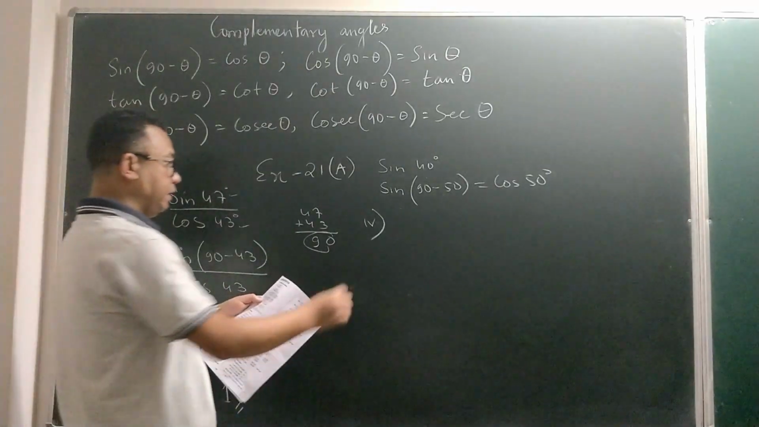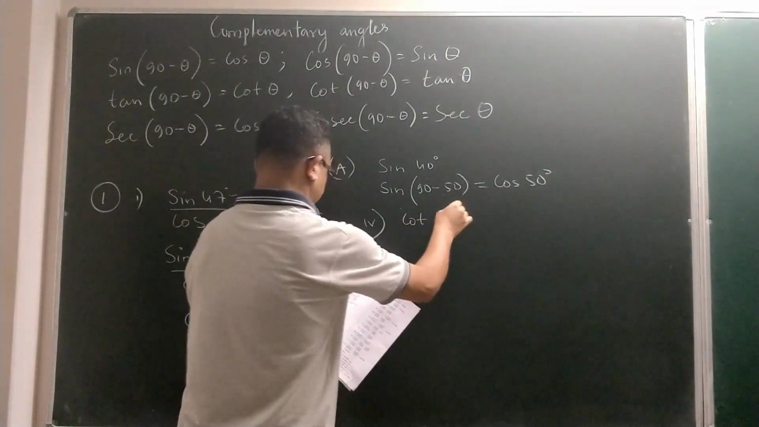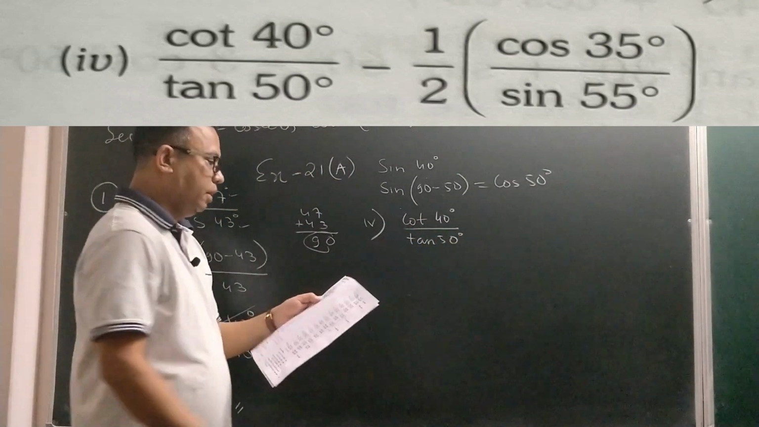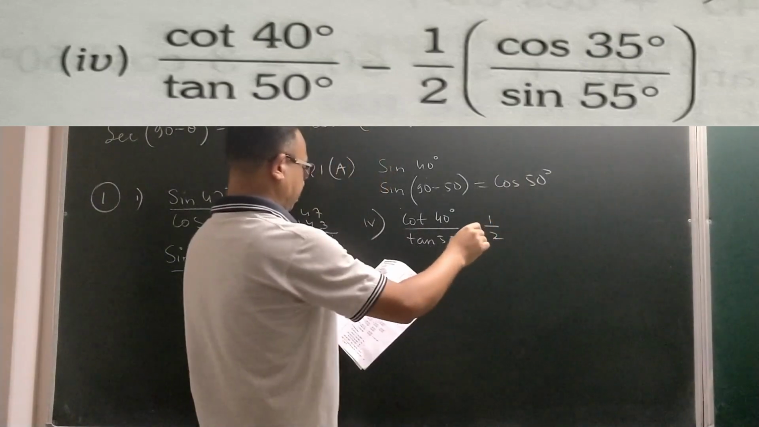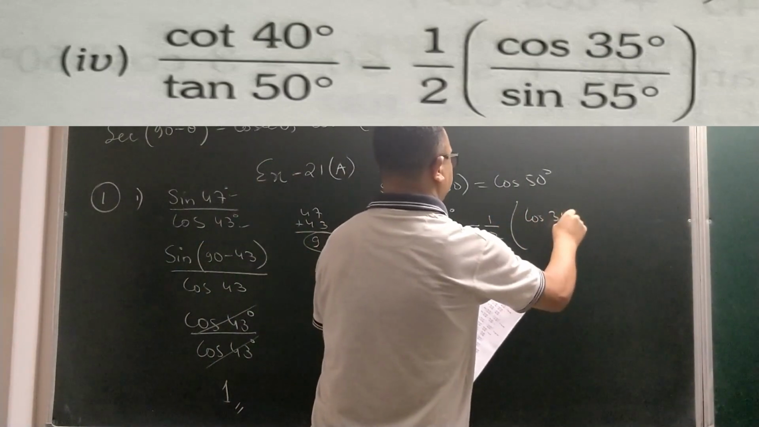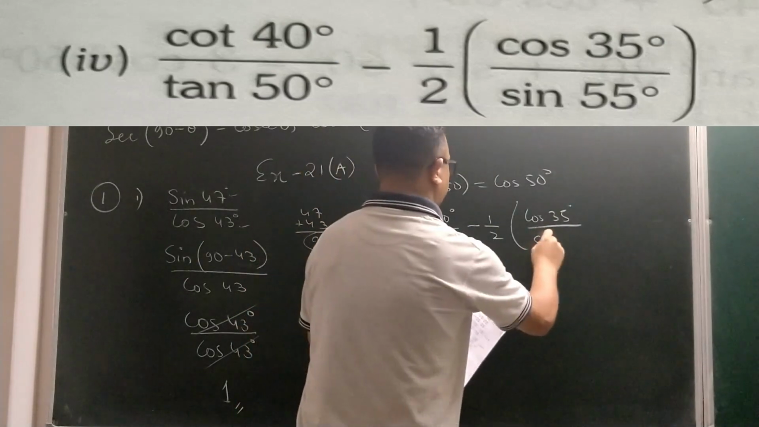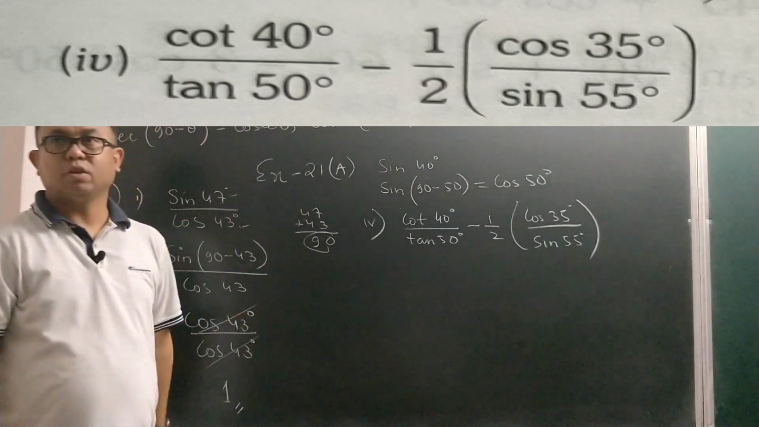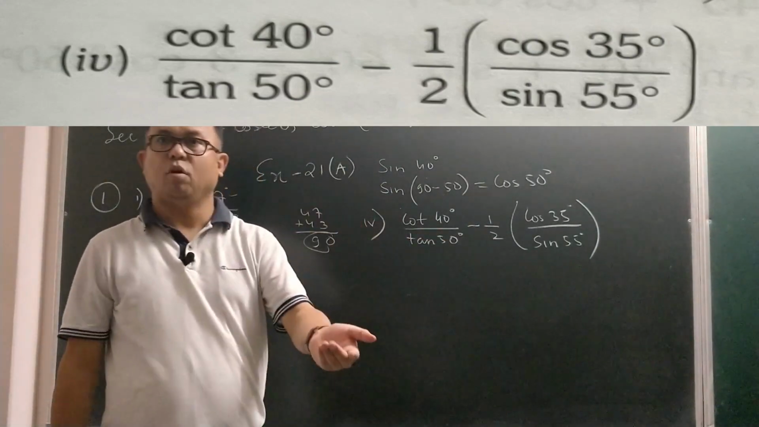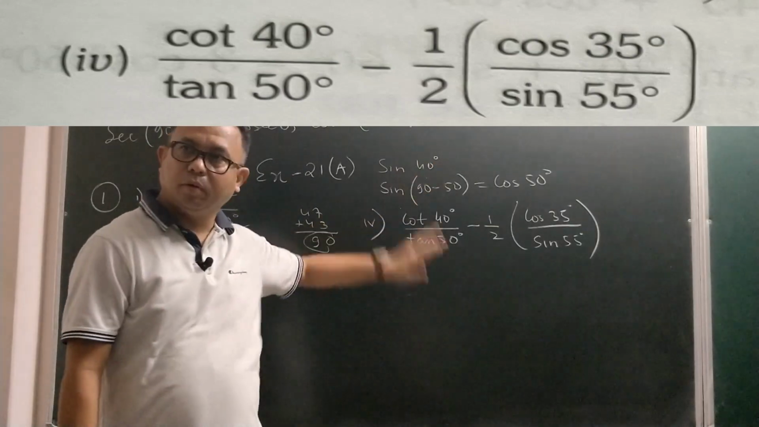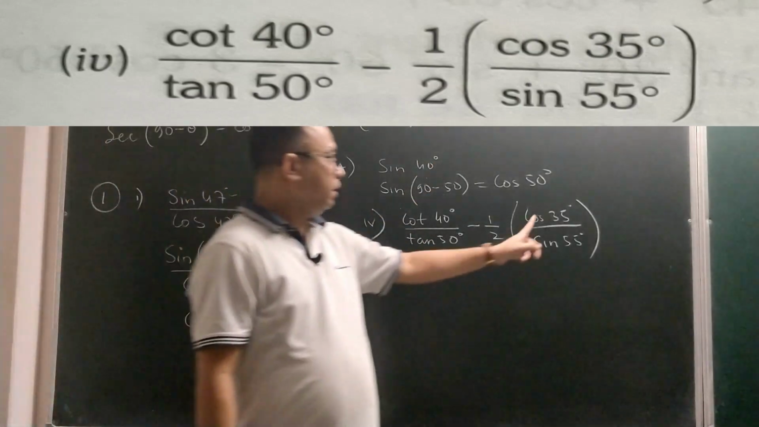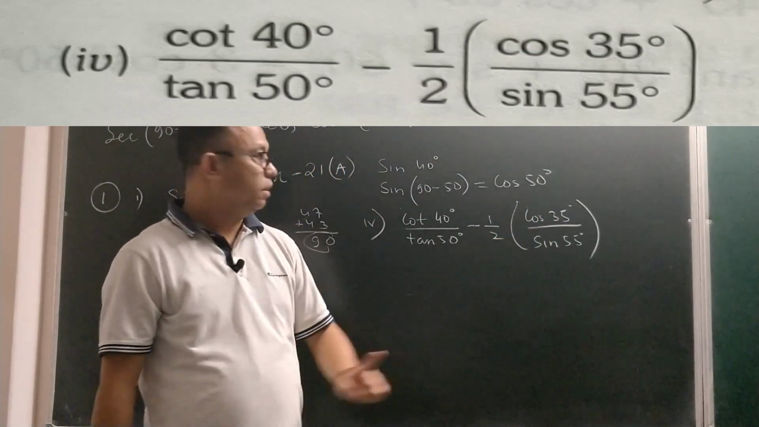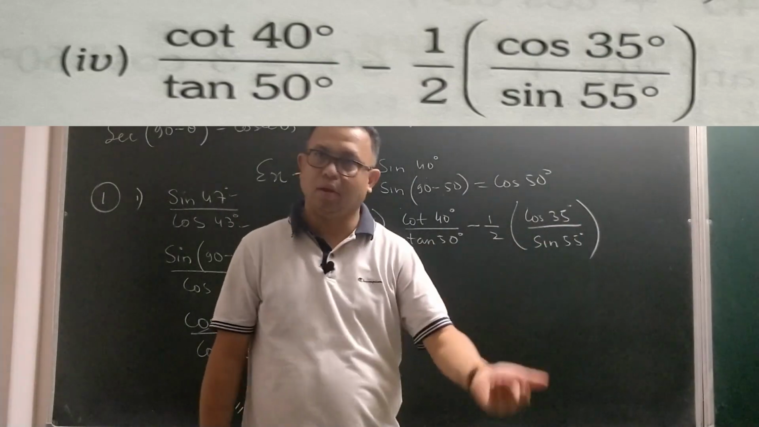Let's see next. That is cot 40 degree over tan 50 degree, minus half, then cos 35 over sine 55. Now I am going to check whether the angles are complementary. You can see 40 and 50 are complementary. So I am going to change one of them, either the upper one or the lower one, but change only one. Here also, either the upper one or the lower one, but change only one. Here 35 plus 55, the total is 90.